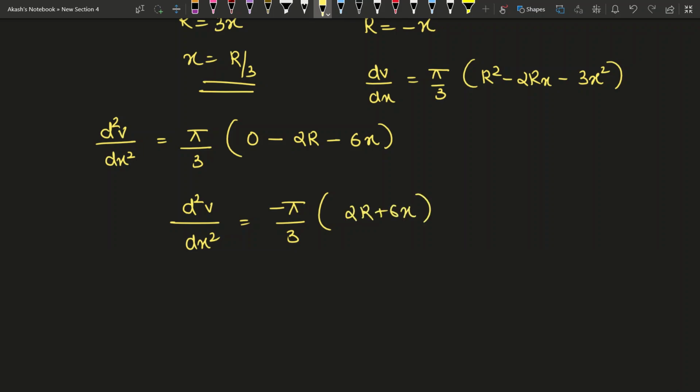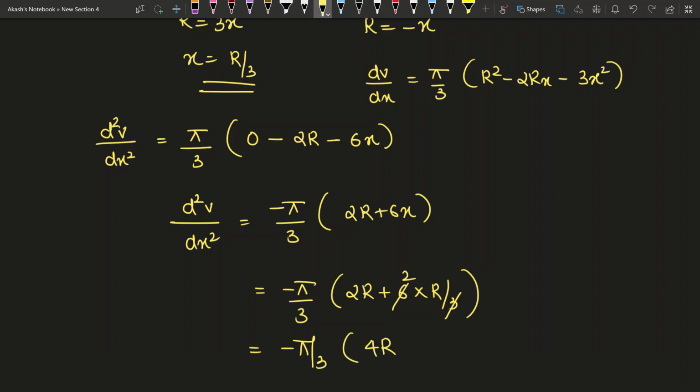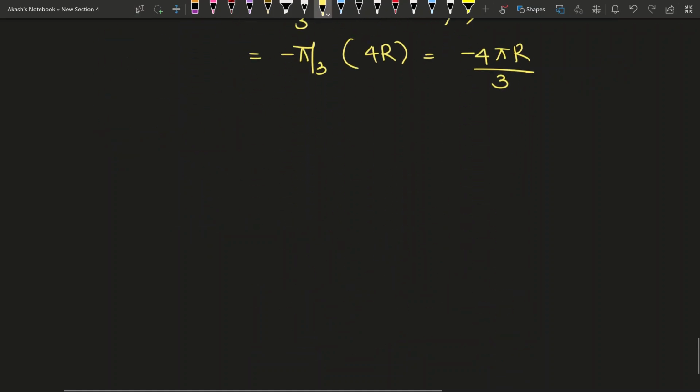If you substitute the value of x here, what you will get? Minus pi by 3 into 2r plus, x is equal to r by 3, so 6 into r by 3. These two get cancelled. You will get 2 here. So minus pi by 3 into 2r plus 2r, that is equal to 4r, that is equal to minus 4 pi r by 3. So we got a negative value. Since we got a negative value, it clearly shows that the point corresponds to a point of maximum. Okay, clear.